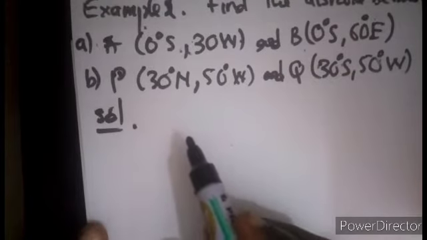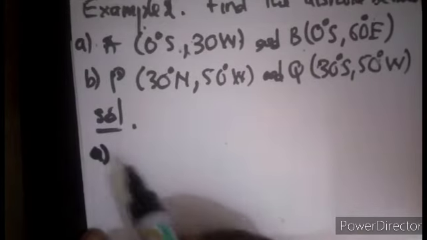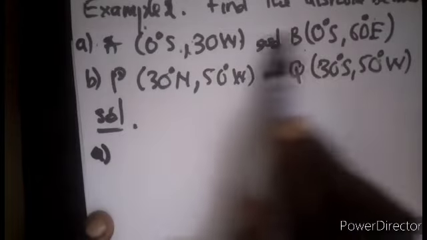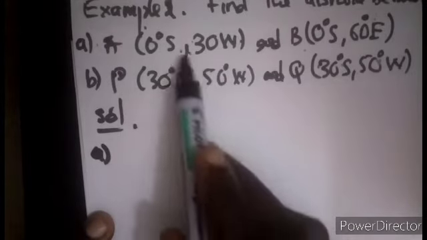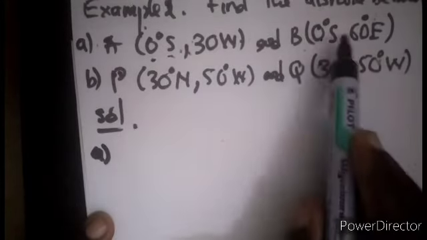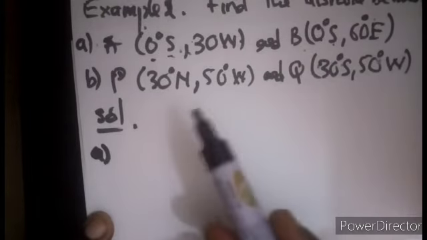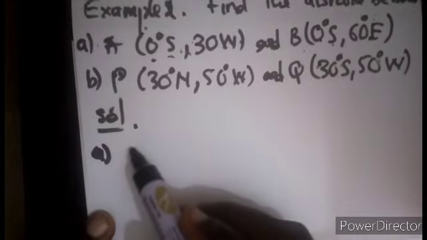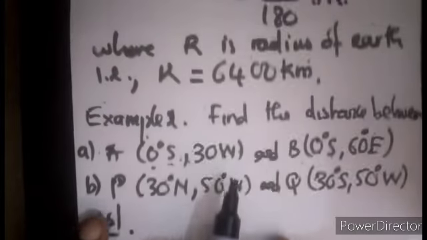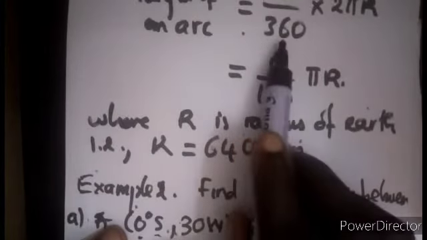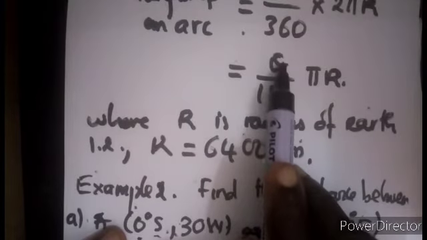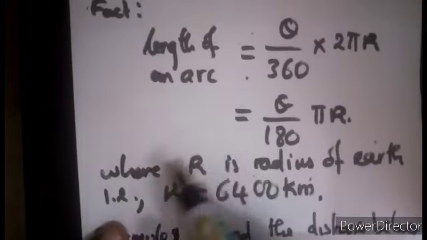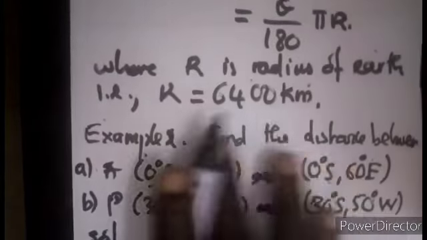You must not always sketch, so you can just analyze the points given. You see from the points here we have the same latitude and different longitude. Theta here is actually the angular distance. Take note, theta is always the angular distance.